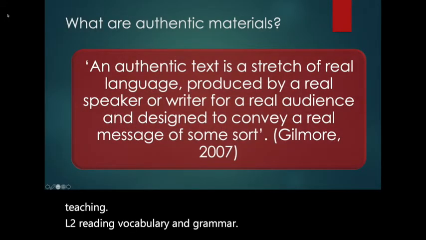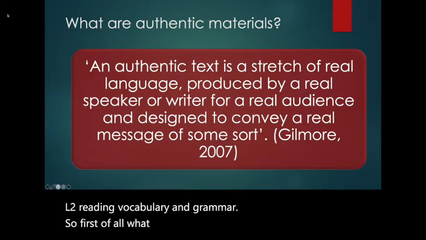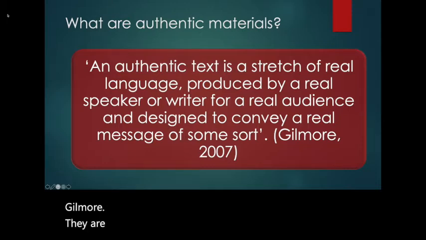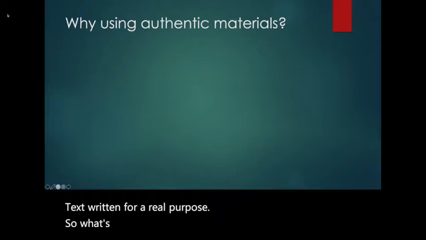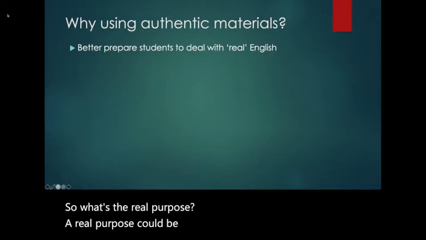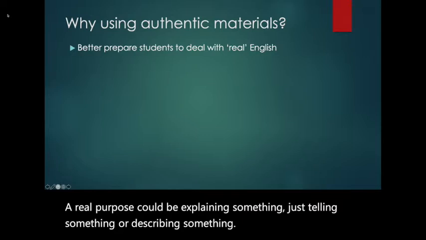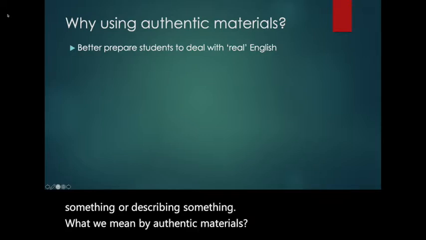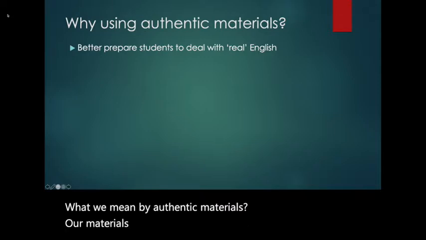So first of all, what are authentic materials? Well, according to Gilmore, they are a piece of text written for a real purpose. So what's a real purpose? Well, a real purpose could be explaining something, just telling something, or describing something. What we mean by authentic materials are materials designed not to teach English, so newspapers or books or videos.